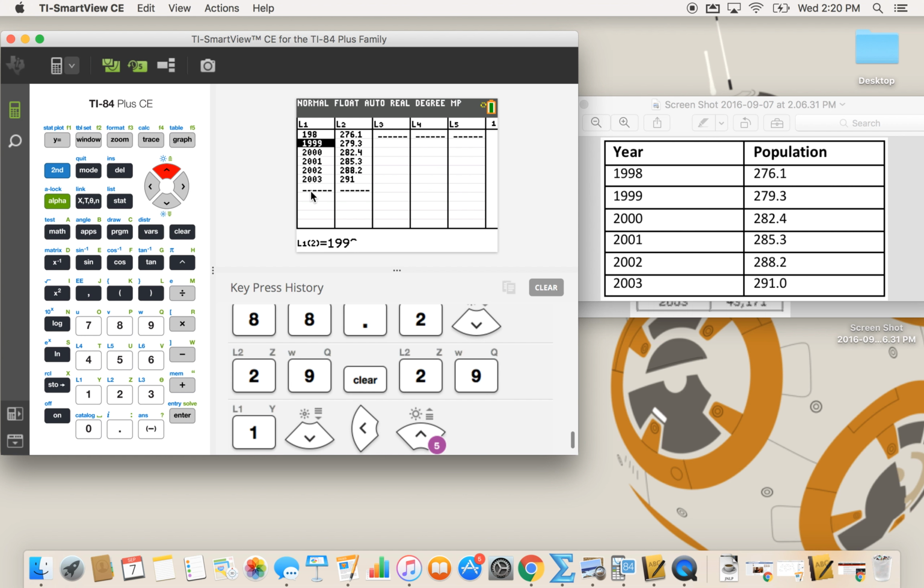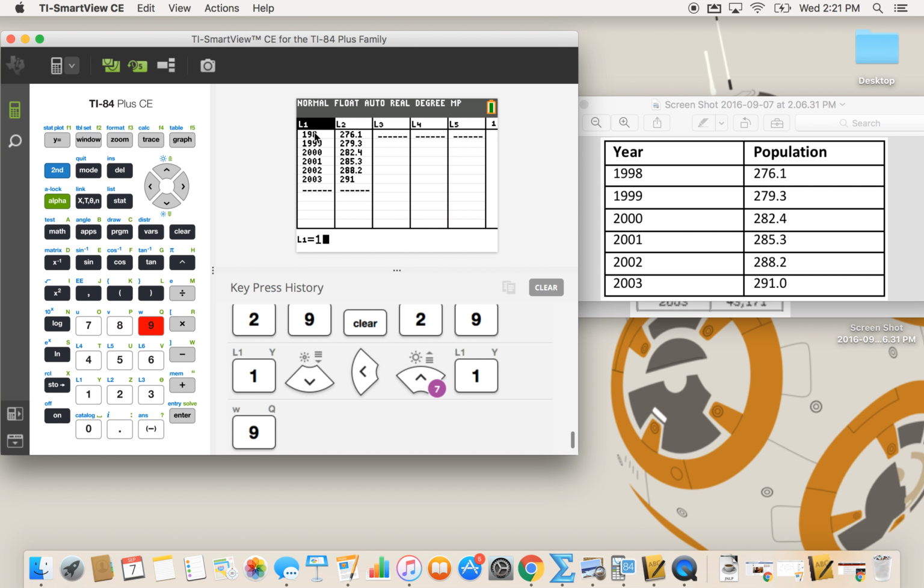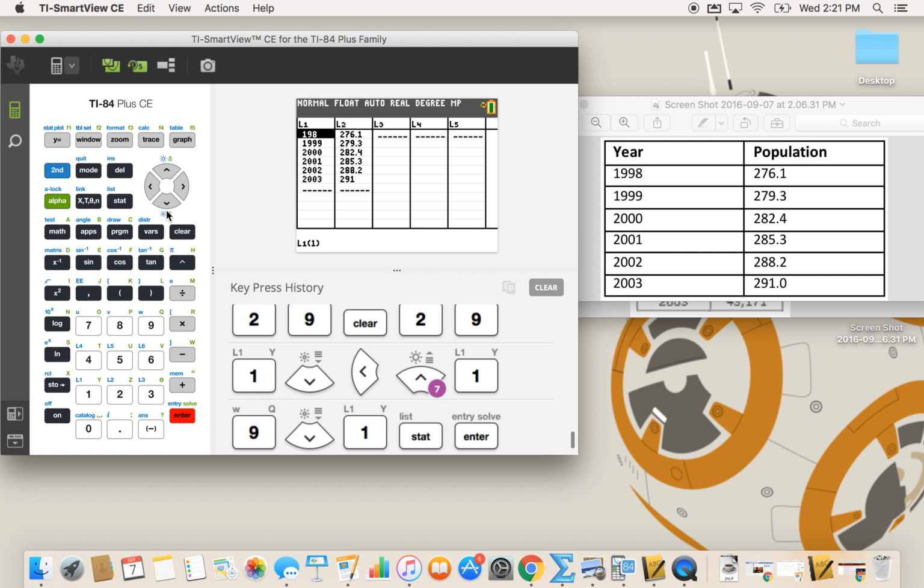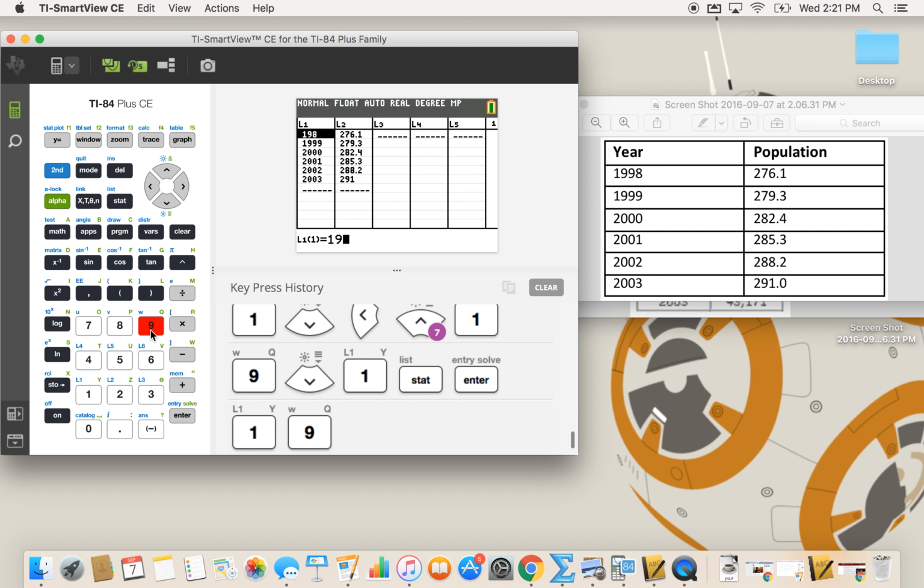I think I could have figured it out by now. Oh, God. Oh, jeez. My goodness. So I messed up, so I have to go back into my list. Okay, and that should be 1998. God only knows why I couldn't get that right. Okay, so that looks pretty good.